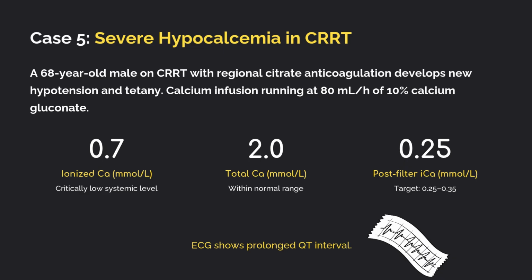Now let's look at his labs. His systemic ionized calcium is 0.7 millimoles per liter. That's critically low, and his total calcium is 2 millimoles per liter, which is still within the normal range. And his post-filter ionized calcium is 0.25 millimoles per liter, which is right on target. Finally, ECG shows a prolonged QT interval consistent with severe hypocalcemia.